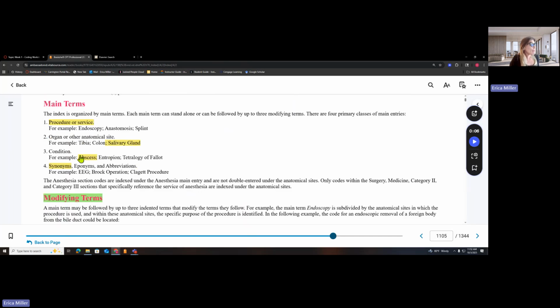You can also look it up by a condition. Oh, it's a hernia. Okay, hernia repair. Or, oh, the patient has an abscess. Abscess where? Abscess of the hand. All right. Okay, let's start there.